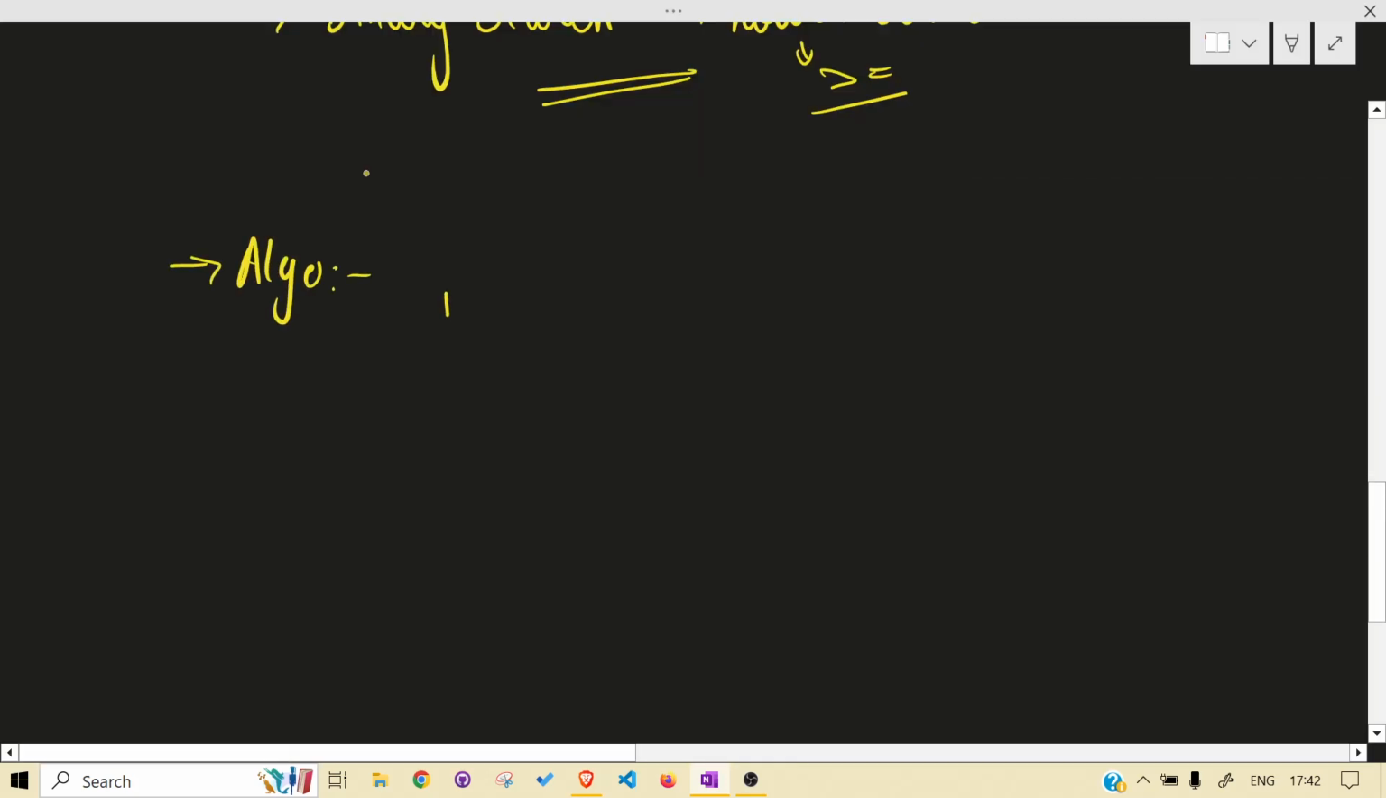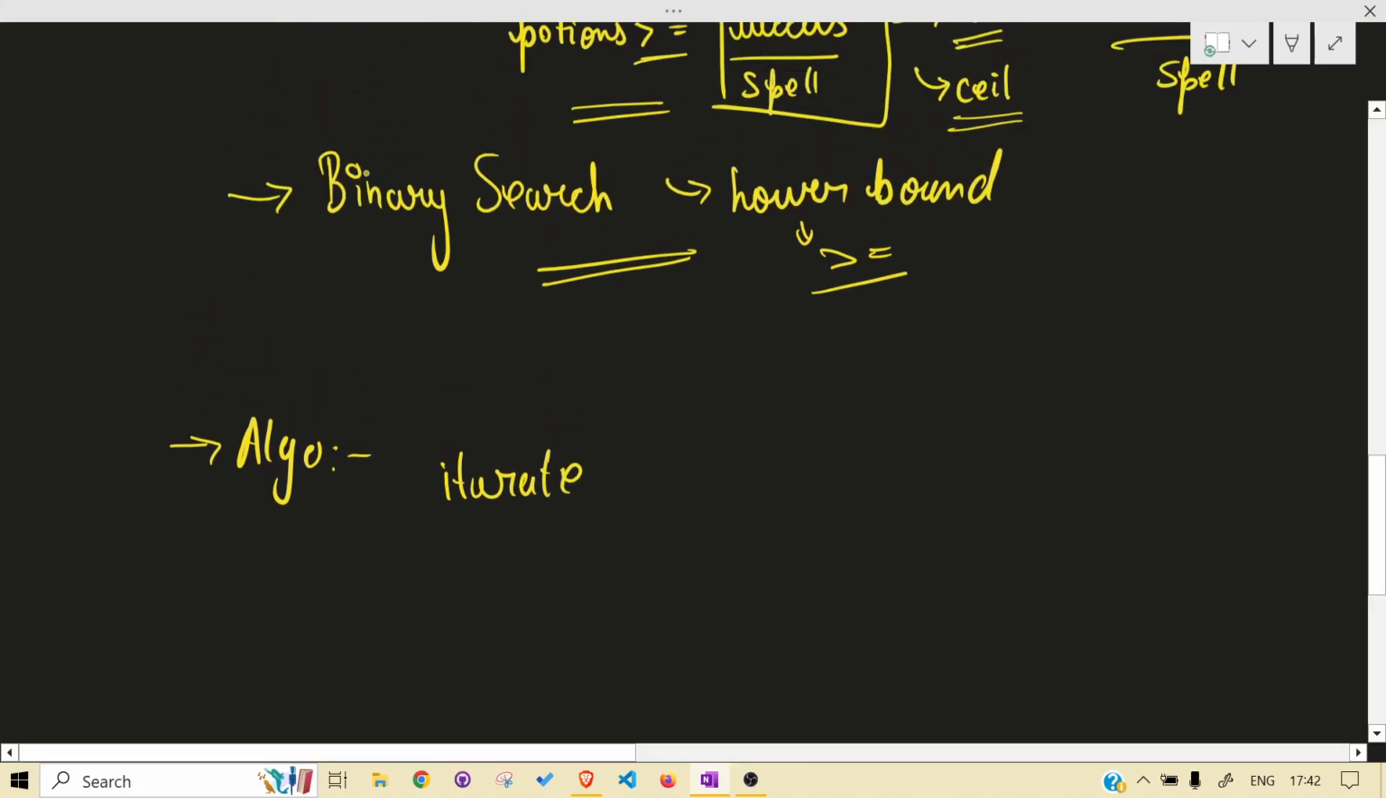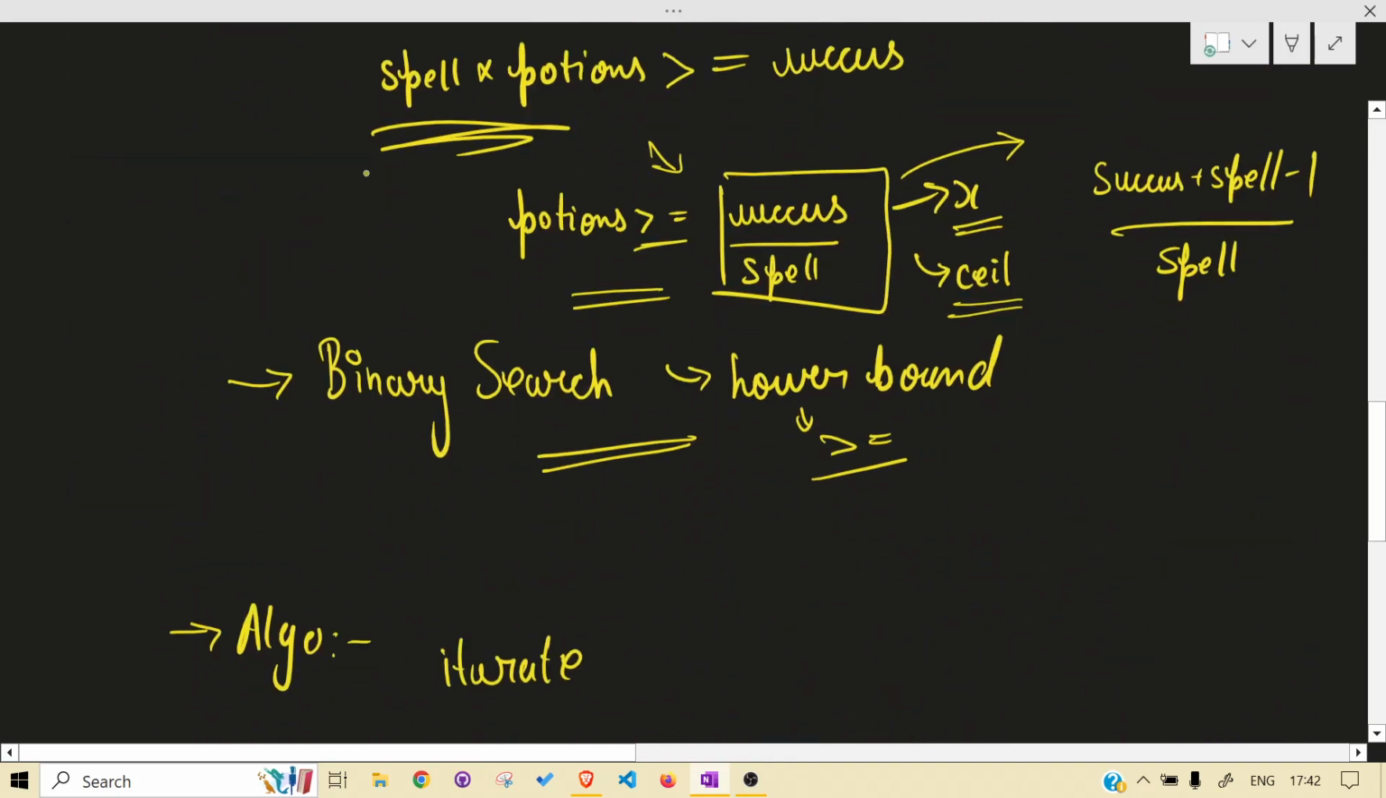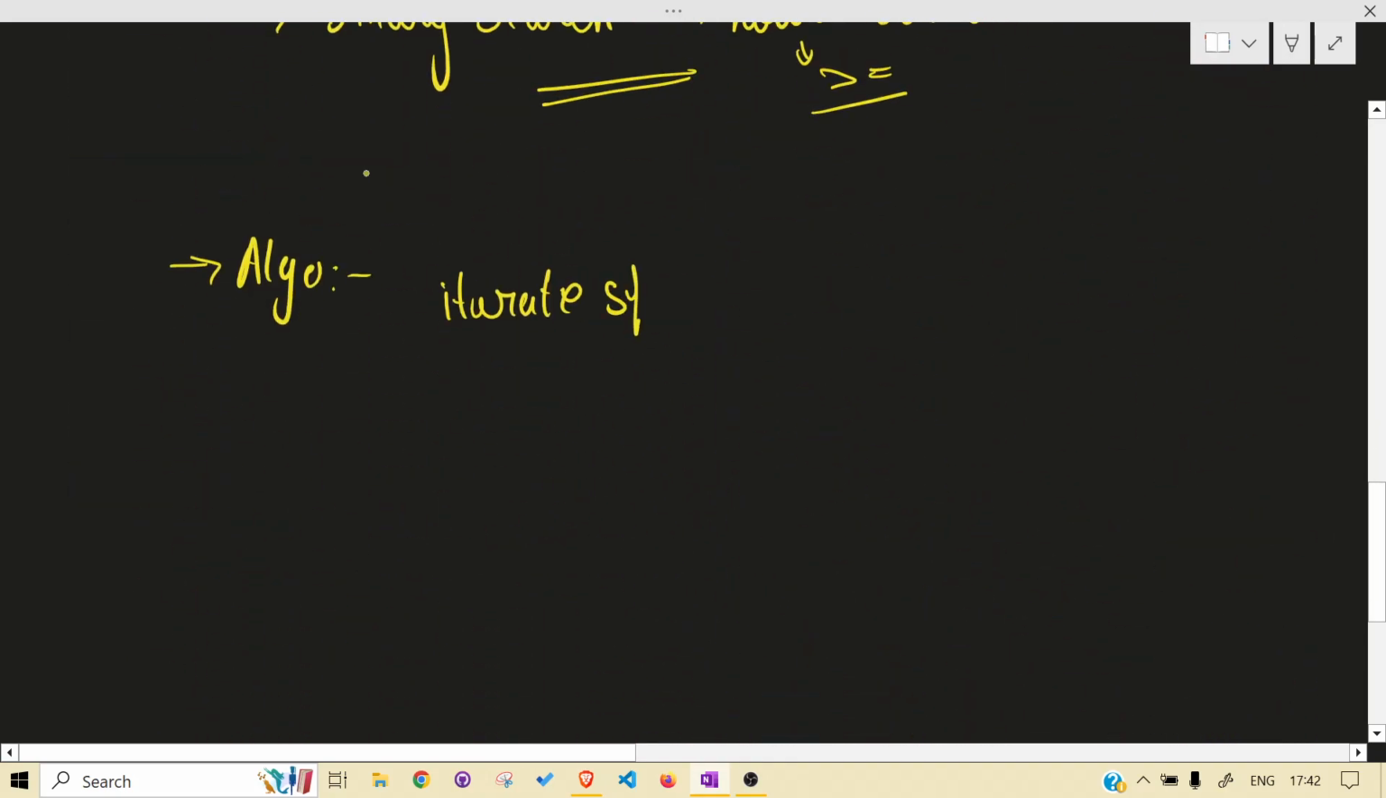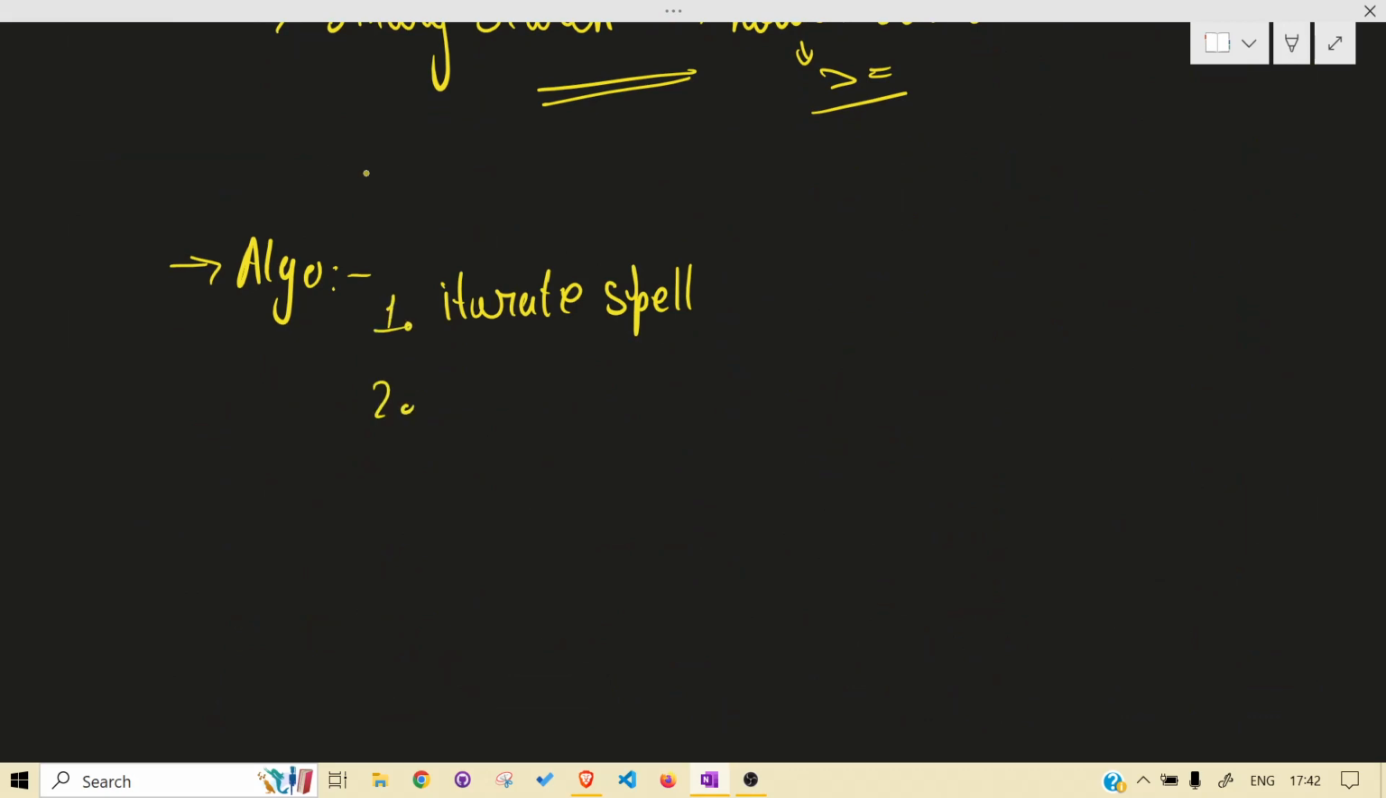So what is the algo is, we will iterate on which portion of spell? I would say spell, because we are picking spell, then finding that X. So first thing, we iterate over spells. We take that spell, and what we do? Find X. We find X, then we find the index, not X, index, using lower bound.